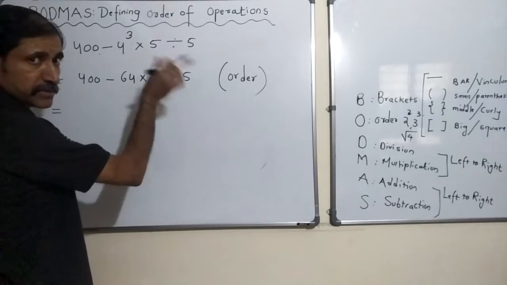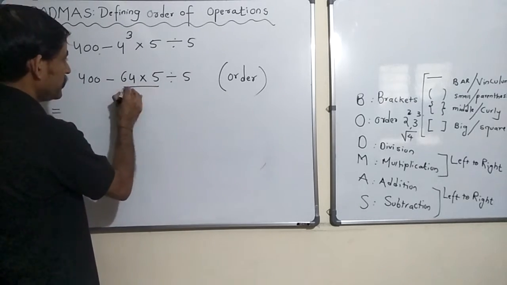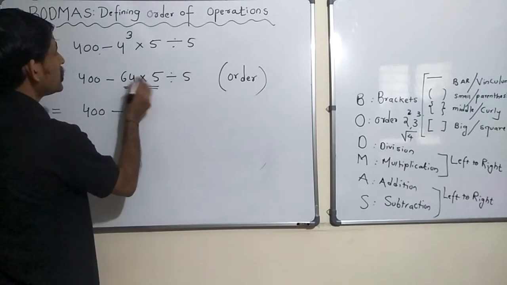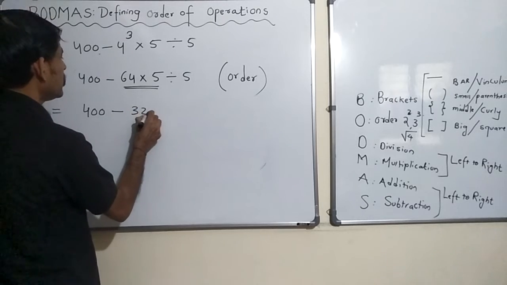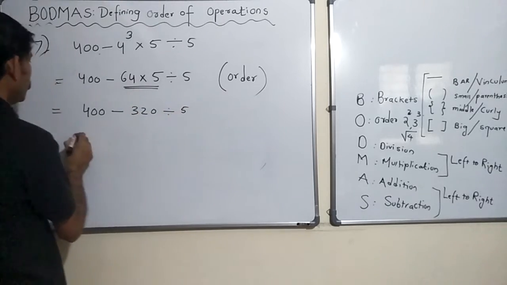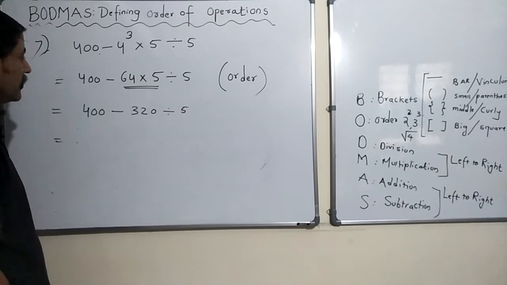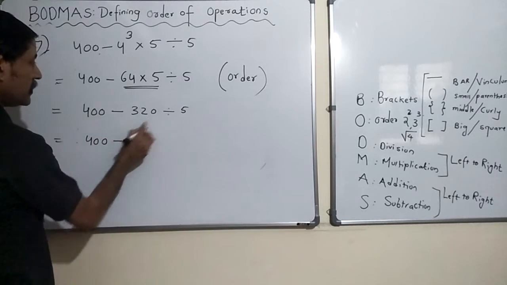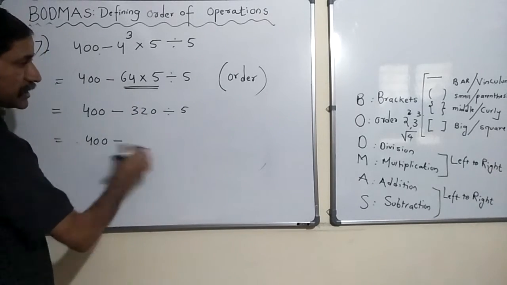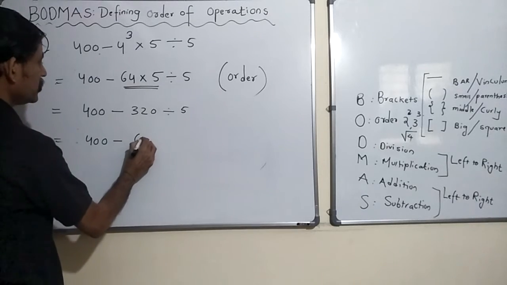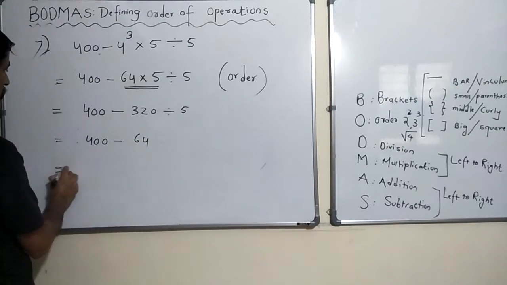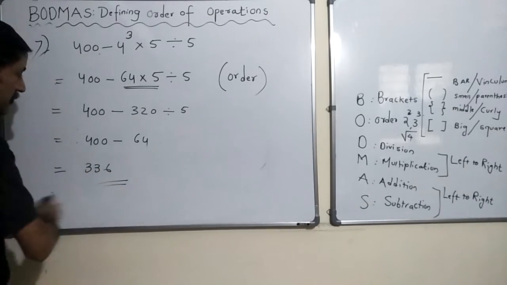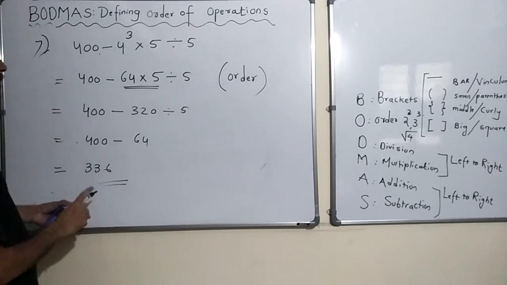Now multiplication and division have the same priority, go from left to right. So I solve this first. 400 minus, so 64 into 5 is 320. Is that right? Okay. Subtraction and division. We go with division because division has more priority. All right. So it comes to 64 again. Now 400 minus 64 should be 336. So 336 is the answer of the seventh one.